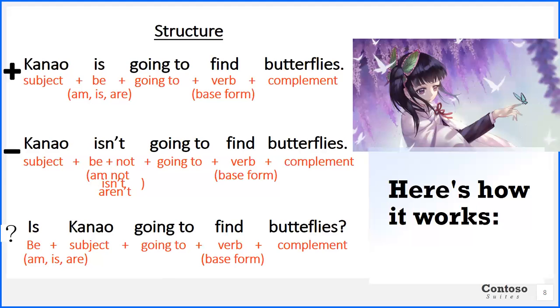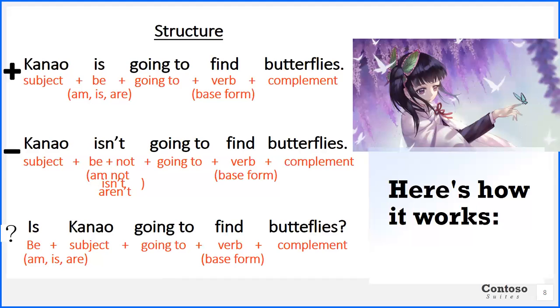Here in our questions, we're going to do the same thing. So we need to change our auxiliary. In this case, it's the verb to be, and our subject's placement in the sentence. So we need to start with the verb to be. Okay, so we can see it clearly right here. Is now going to find butterflies.